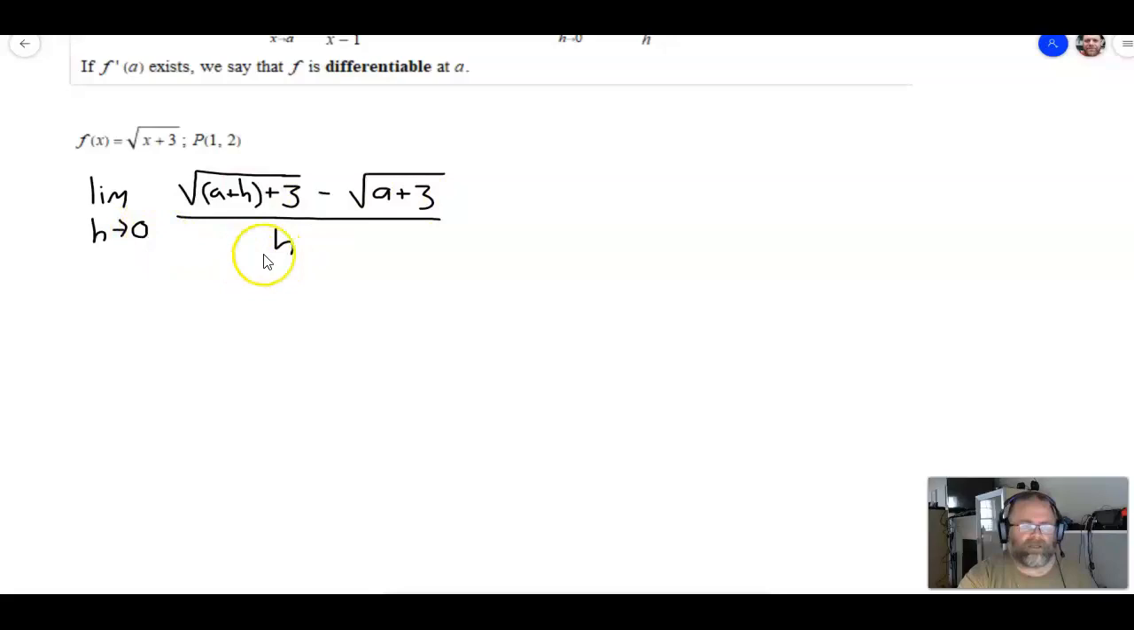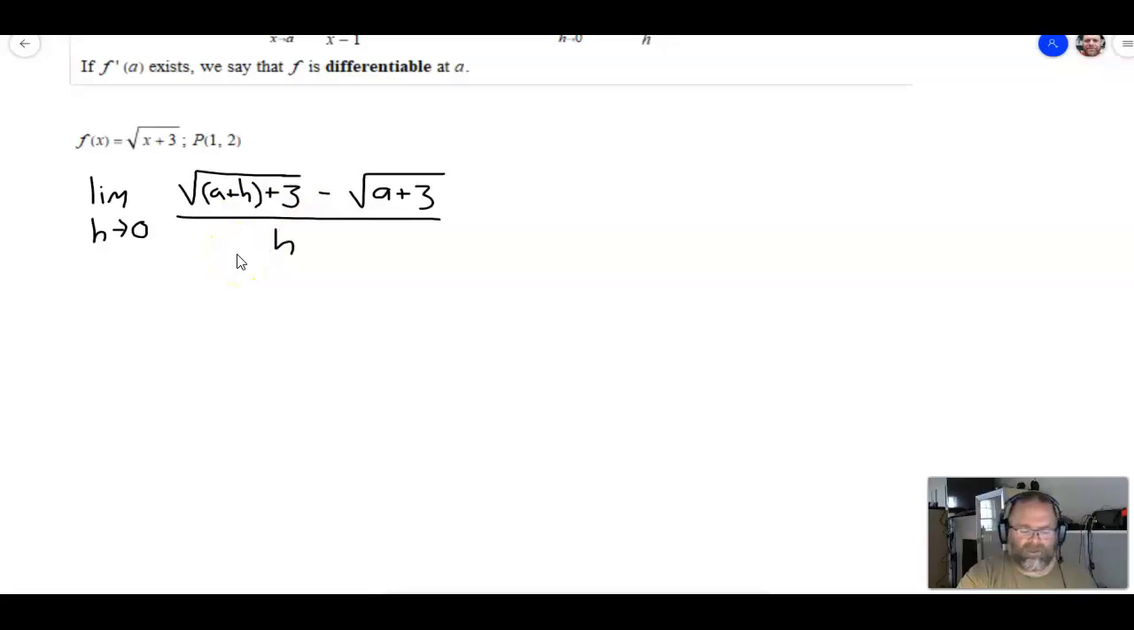And then if we replace h with 0 on the bottom, we get 0. So we're going to get 0 over 0, which once again is that indeterminate form, which means that we need to work on this a little bit. So let's go ahead and see what we can do to simplify it.